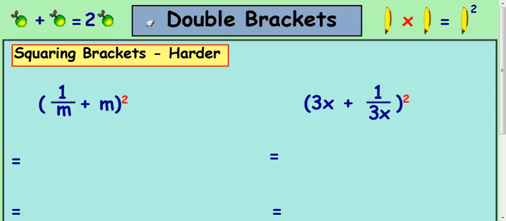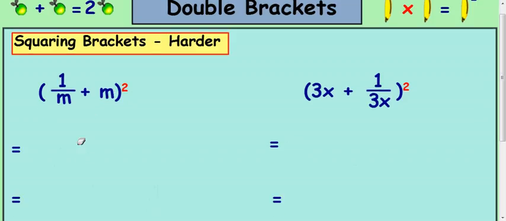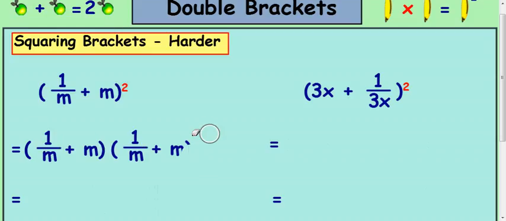In this lesson, we're going to look at multiplying out harder brackets, ones with fractions in them. So if we look here, the first thing we see is we've got 1 over m plus m squared, just one bracket. So as before, what I would do is I would write it out again: 1 over m plus m times 1 over m plus m. It's much easier to deal with when you've got it written like that.